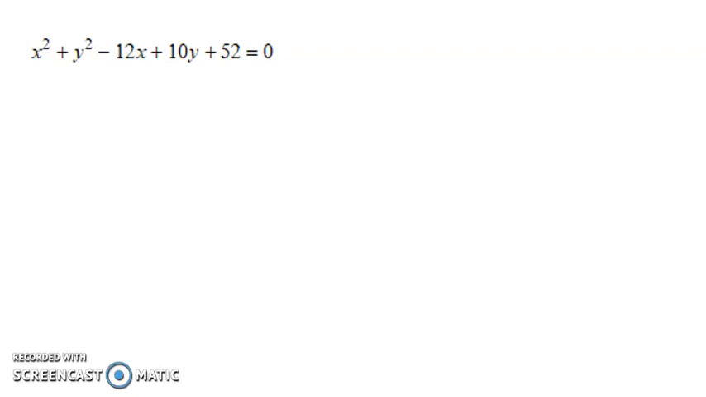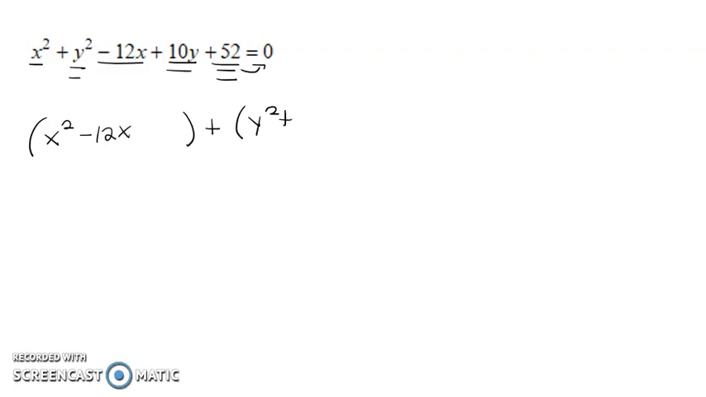So the very first thing I want to do is couple my x's together, couple my y's together, and then take my constant and move it back over to the other side of the equal sign. First I'm going to do my x's. I've got x squared and negative 12x, and I'm going to leave a space here. That's what we're going to use to complete the square. And then I've got my y's, so y squared plus 10y, and I'm going to leave a space there. And then that equals this 52. When I move it over, it becomes negative 52.